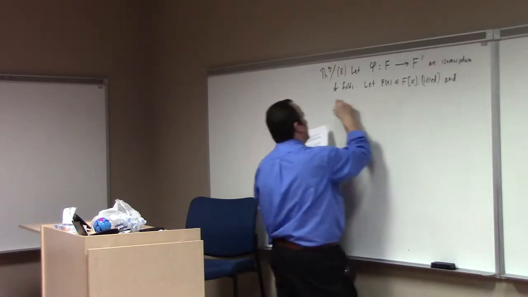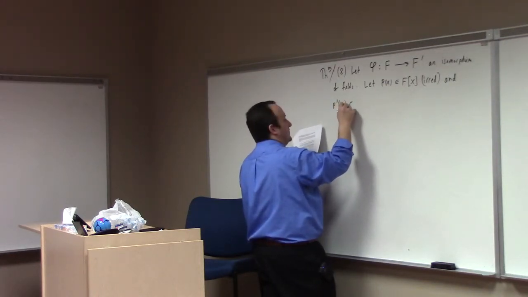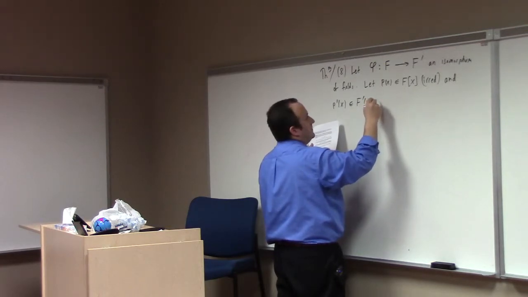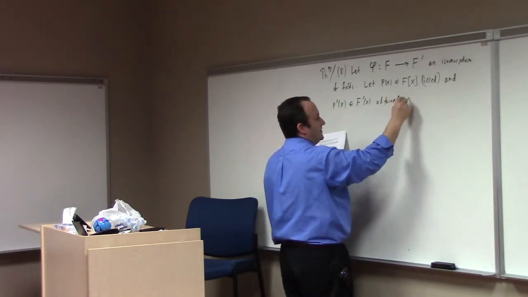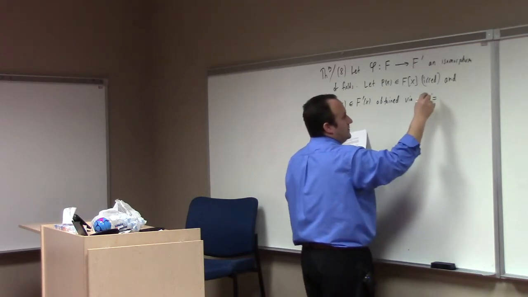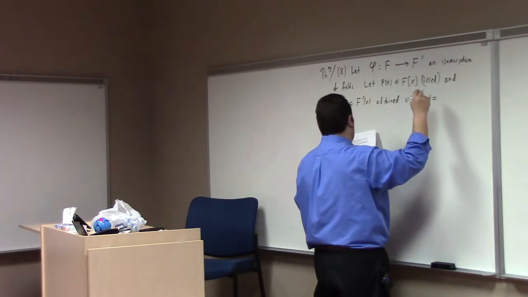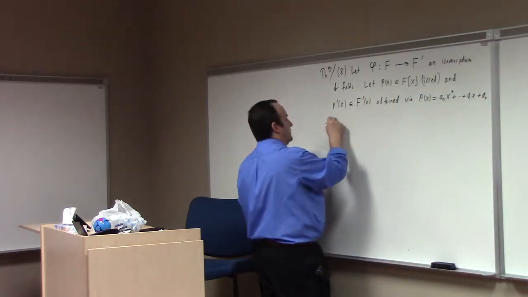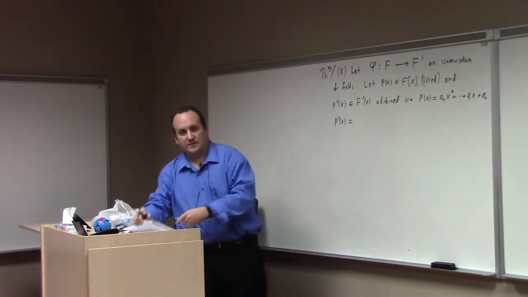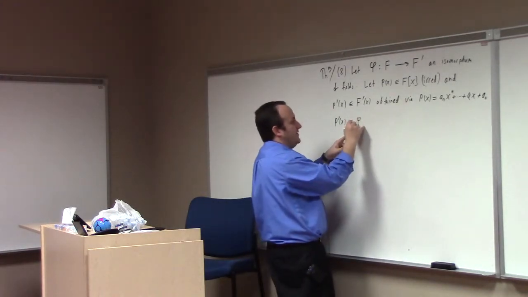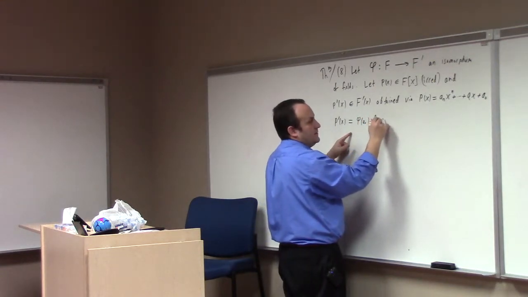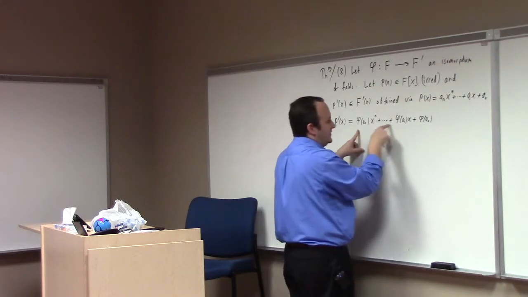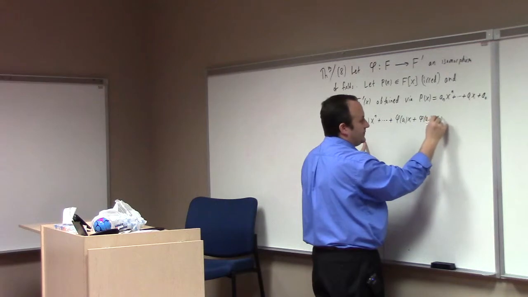and p prime of x, not the derivative here, but p prime of x in f prime of x obtained. Let me just explain what it is via the following. So if p of x is equal to, let's say, a_n x to the n plus ... plus a1 x plus a0, then p prime of x is the corresponding polynomial, which we obtain from just mapping the field coefficients. So instead of having a_n as the leading coefficient, we have phi of a_n, x to the n, and then phi of a1 x plus phi of a0, right? And so each one of these coefficients are in f prime, right?